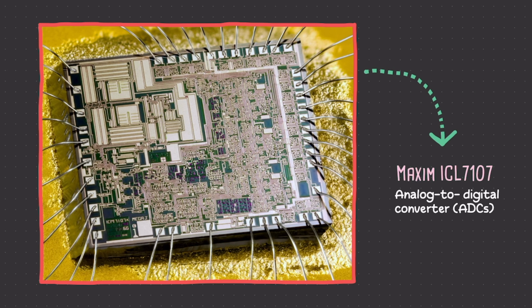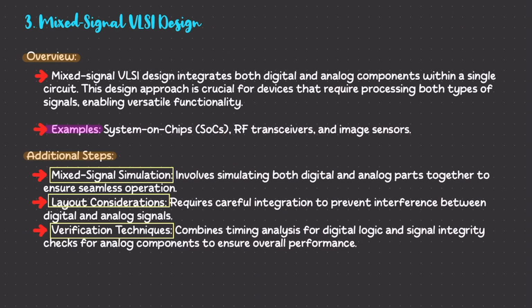Now let's move on to our last type, which is mixed signal VLSI design. It's quite popular nowadays. I hope you have heard of this term. So here we integrate both digital and analog circuits within a single chip. And what we are doing is allowing for more versatile applications. Because in some chips, what do we need? We need that my chip must be able to handle both types of signal. It should be able to handle an analog signal as well as a digital signal. For example, your system on chip, your RF receiver, your image sensors.